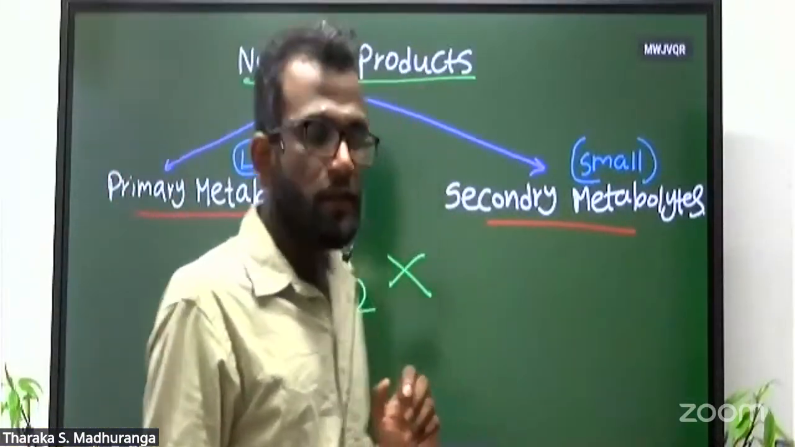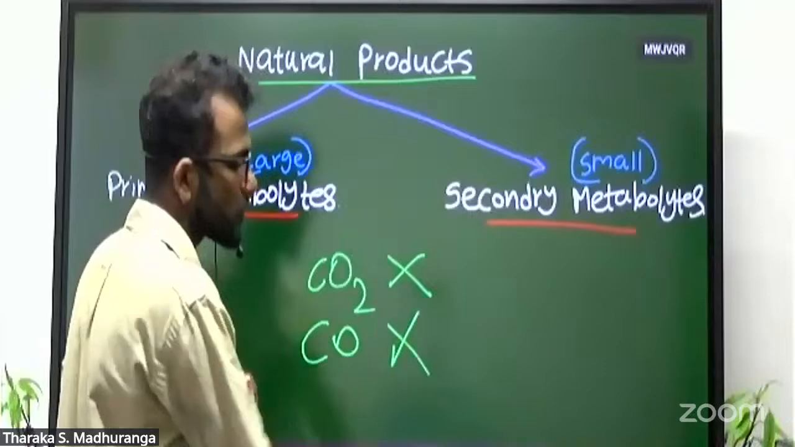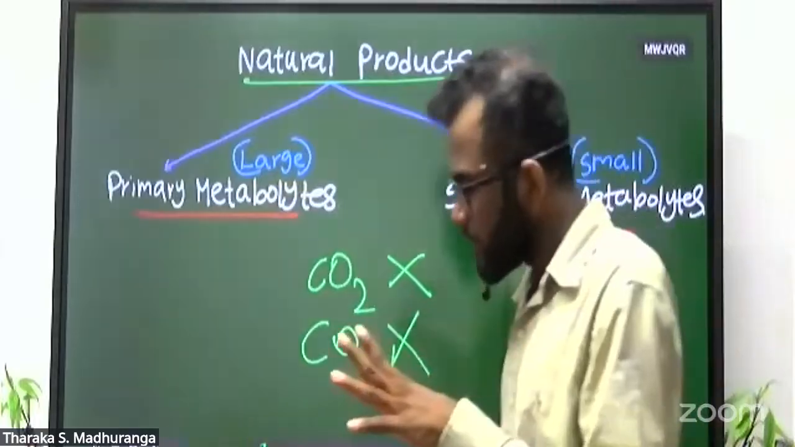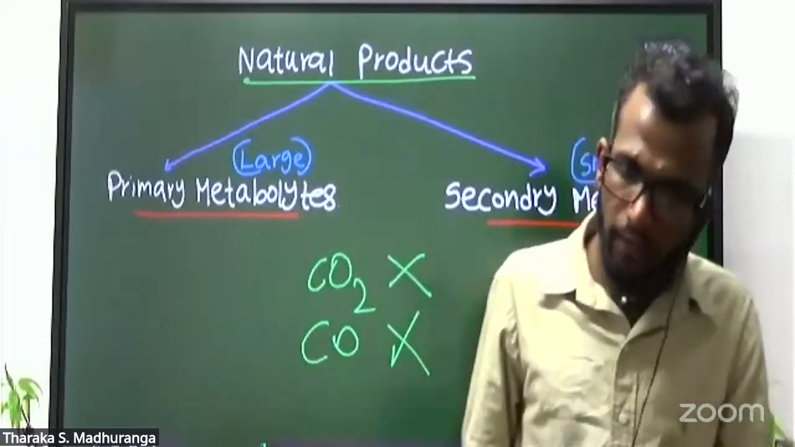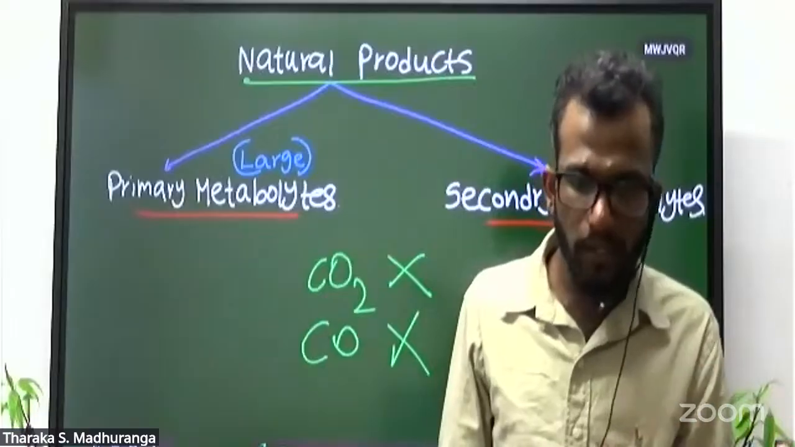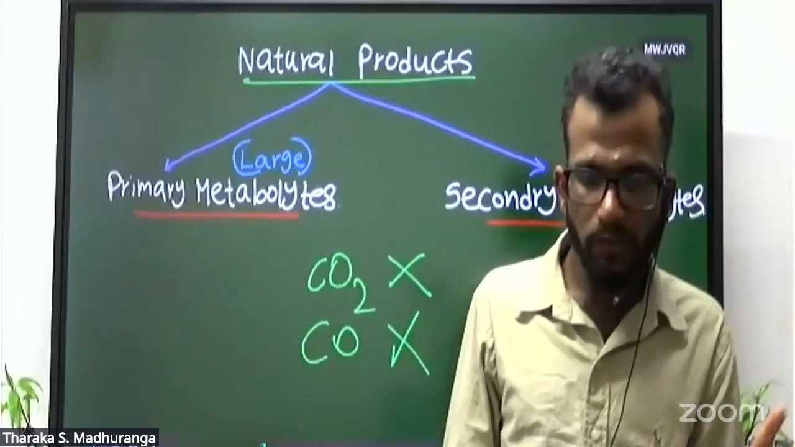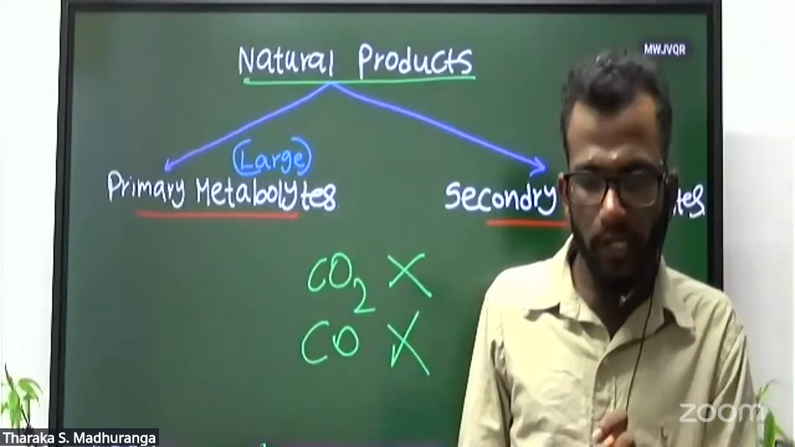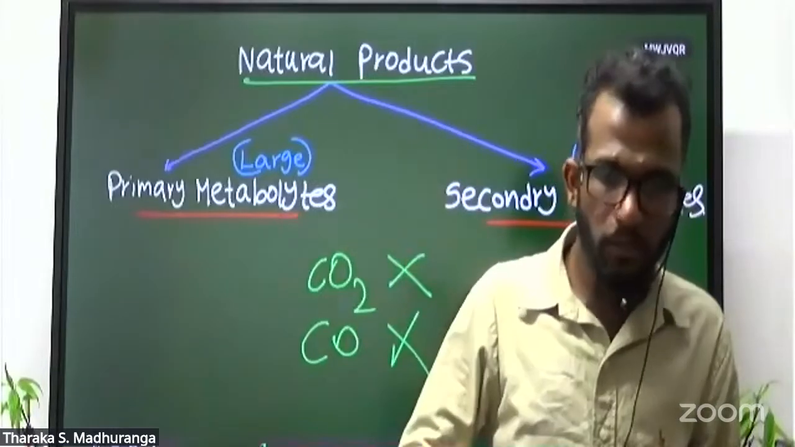CO2, and carbon monoxide, CO, are also inorganic, not organic. At your A level, if you understood that carbon-containing compounds are organic, that's no problem. If carbon is not available, it is inorganic. But actually we can't separate organic and inorganic compounds in this way, only by carbon.